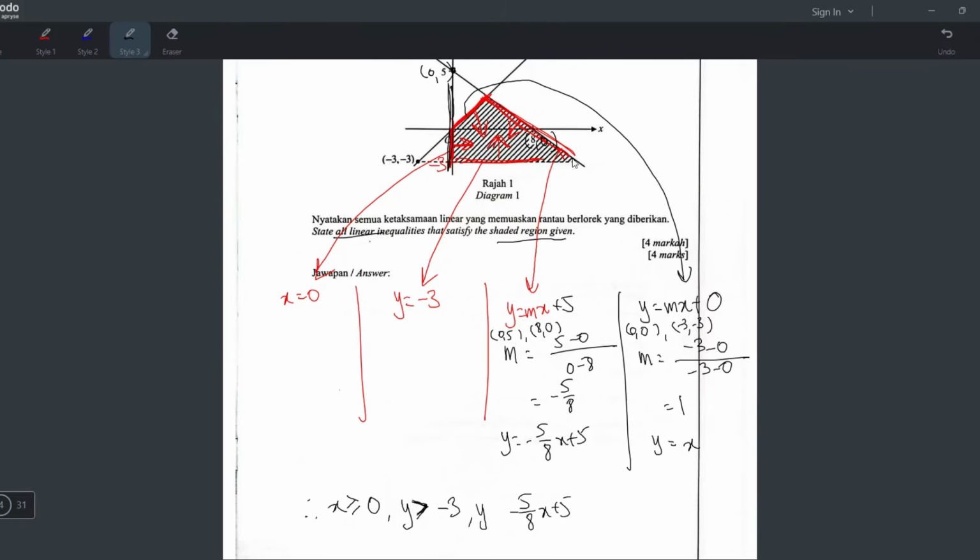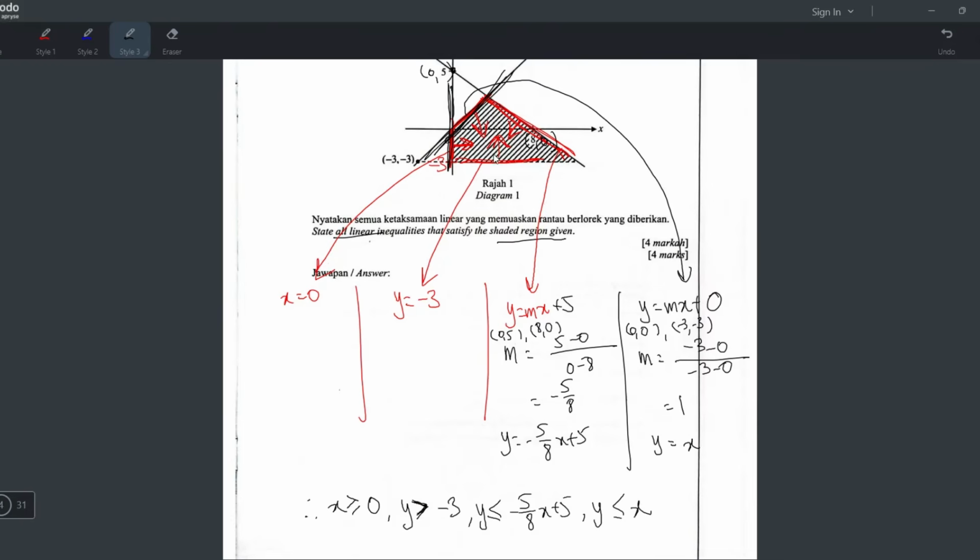So this one is a solid line. So we have to write smaller equals. Yeah, because it's a solid line and also the shaded region is below the line. Okay. And finally, y equals x. That one is y smaller equals x. Yeah, because it's a solid line.